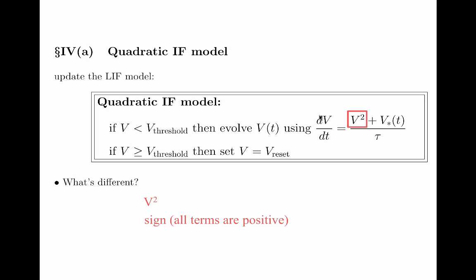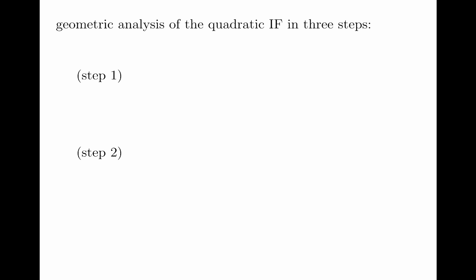First order because there's only a single d by dt. And we can see our single variable that's evolving in time, v. Okay, so let's perform a geometric analysis of this first order quadratic integrate and fire model.